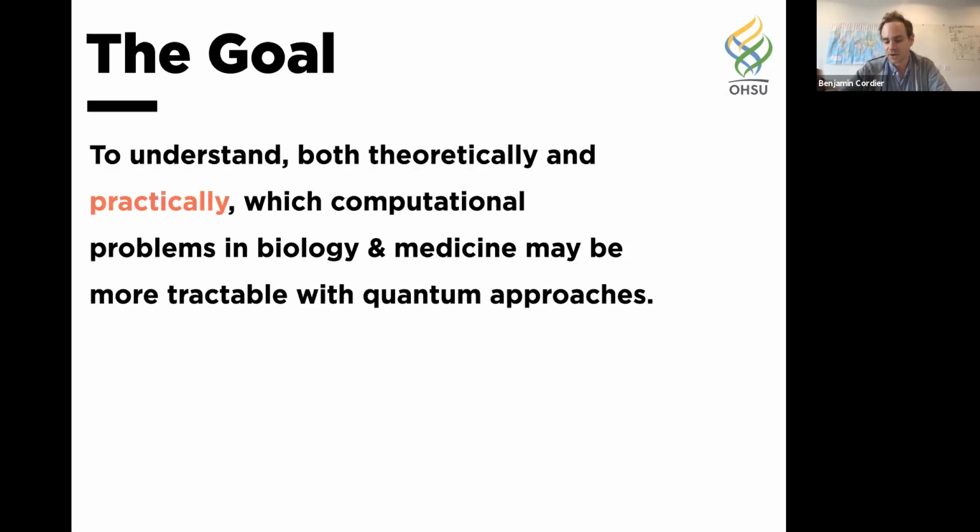By practically, we're really thinking about the translation. How can we translate this from the lab to the other lab, the biological lab? Really, how can we translate this into practical use outside of the quantum computing domain? And by quantum approaches, we're thinking mostly about hybrid quantum approaches. These are approaches that use quantum computing to do some of the heavy lifting and use classical computing to do some of the simpler stuff.